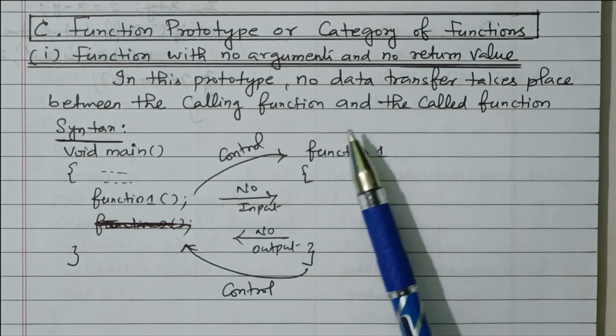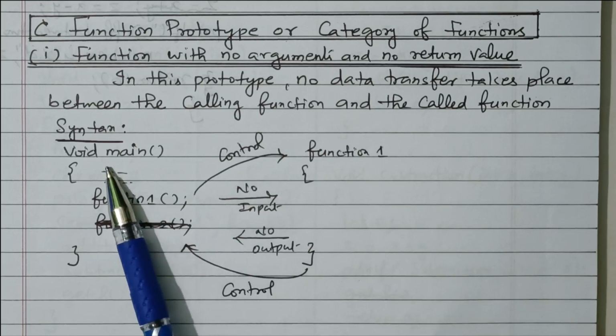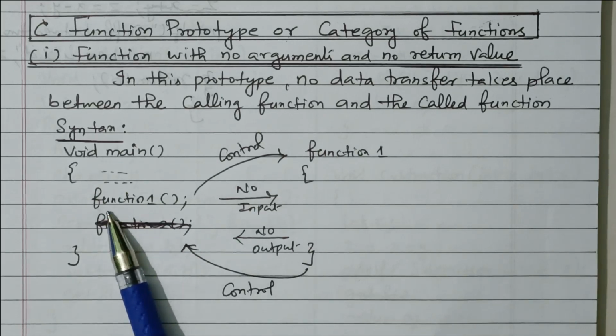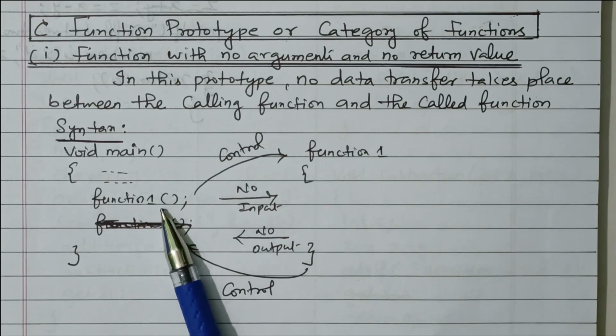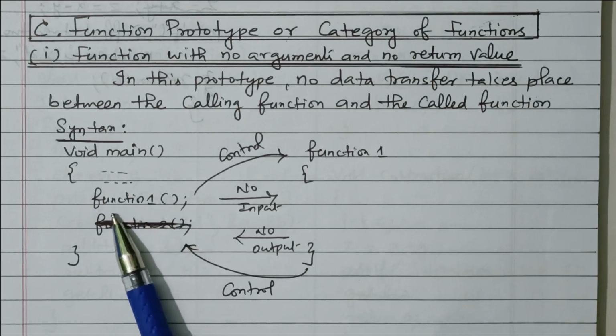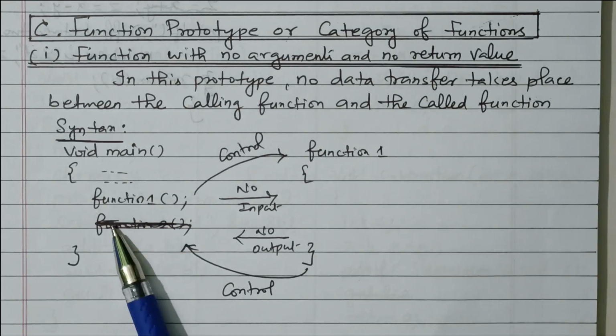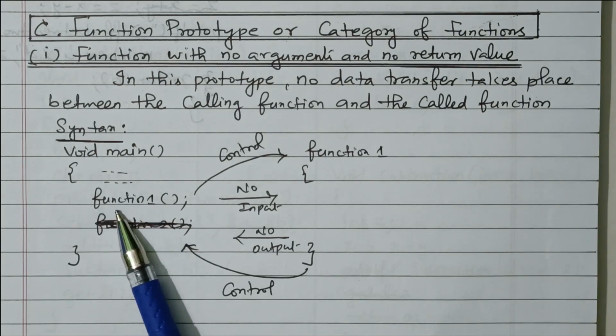So in this, the first type we will see. The syntax is: a main program. In that we are calling one function, function1. So function1 with an open and closing parenthesis means function calling. The main program has so many instructions, and in that we are calling the function.